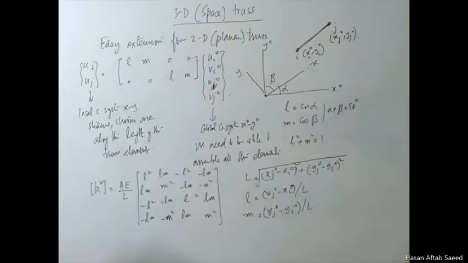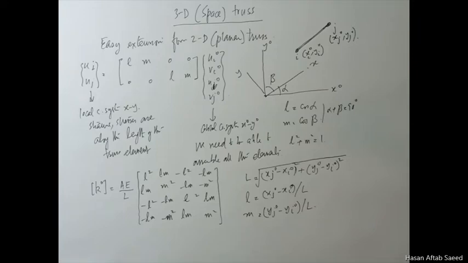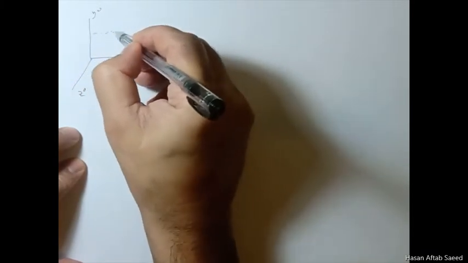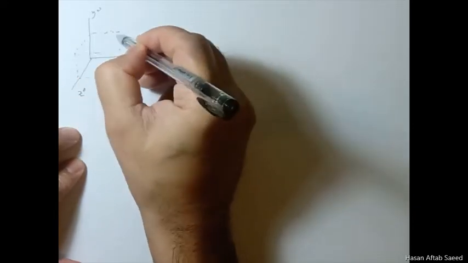Now, because we have already mentioned that there's an easy extension from 2D to 3D system, let's see how that works out. So for 3D, obviously the first change is that if we talk about the global coordinate system, then you'll have a Z naught axis also. And if we talk about the orientation of the element, it can now be oriented in three different directions as opposed to the planar system.